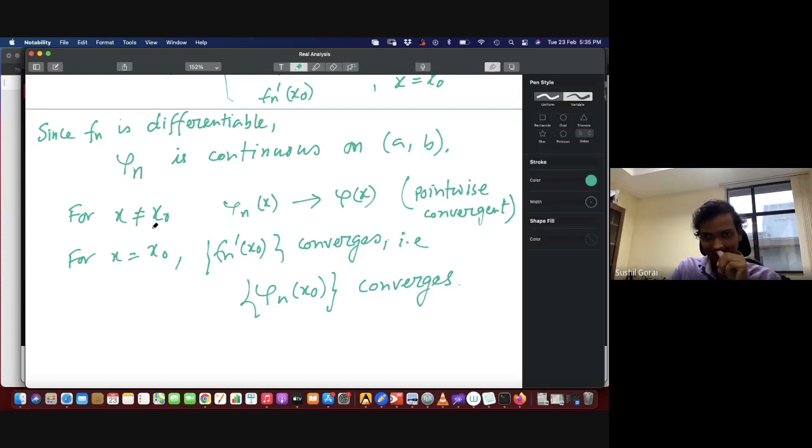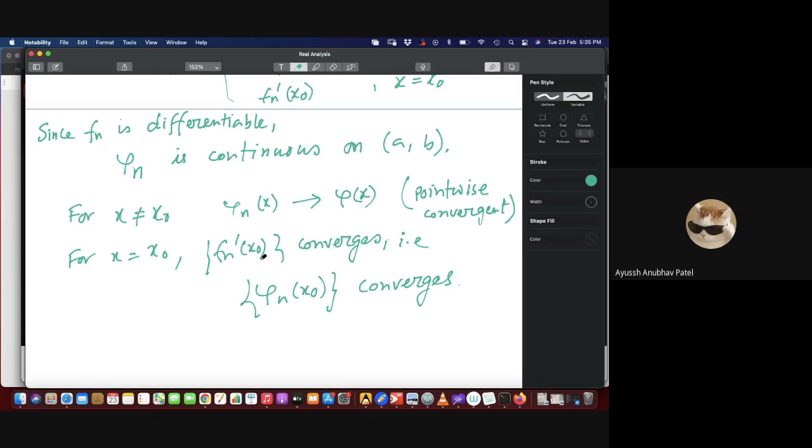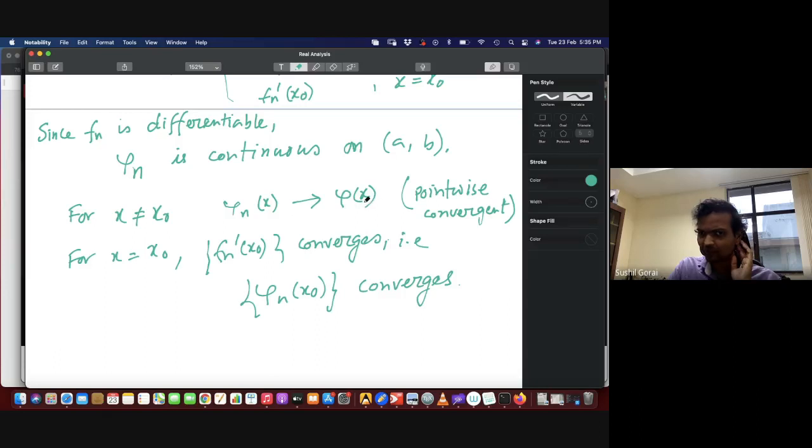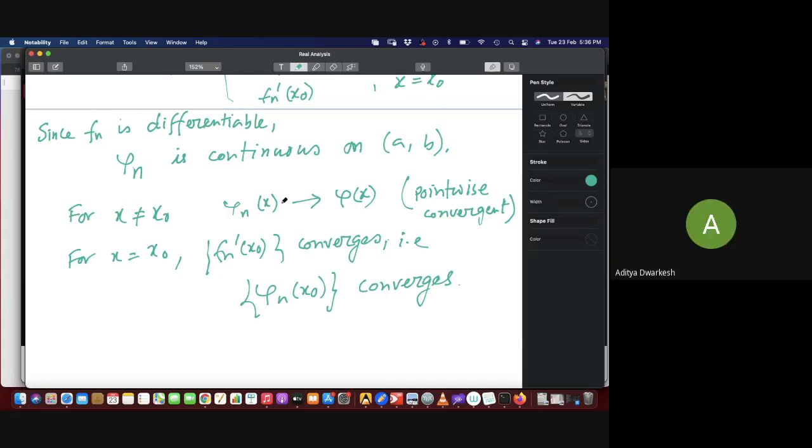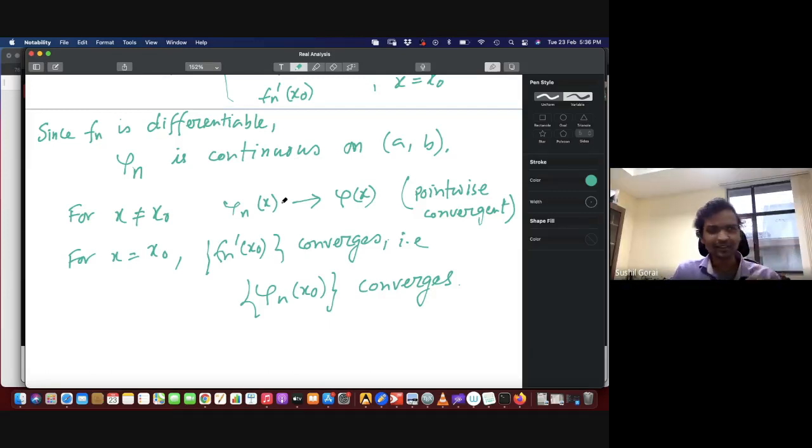The limit should be phi x, if it converges uniformly. Oh no, it converges to phi x for x not equal to x naught. We don't know what happens at x naught, right? Assume that phi n converges uniformly, and phi n is continuous for every n. So what will the limit function be? Will it be continuous? It should be f prime n of x. No, there is no f prime n of x here. This is only fn prime x naught at this point, right?